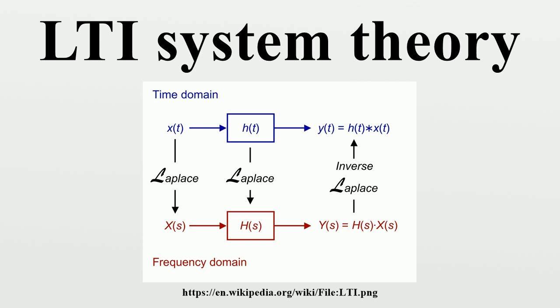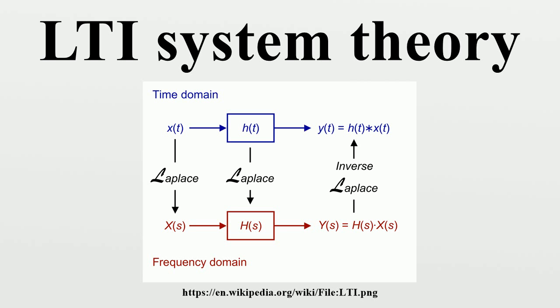Causality: a discrete-time LTI system is causal if the current value of the output depends on only the current and past values of the input. A necessary and sufficient condition for causality is that h[n] equals 0 for n less than 0, where h is the impulse response. It is not possible in general to determine causality from the Z transform, because the inverse transform is not unique. When a region of convergence is specified, then causality can be determined.